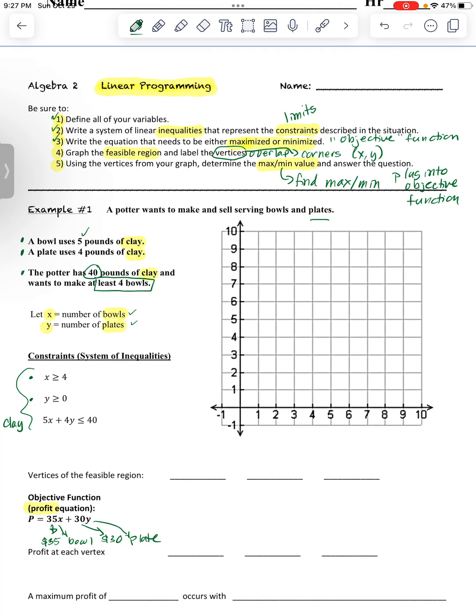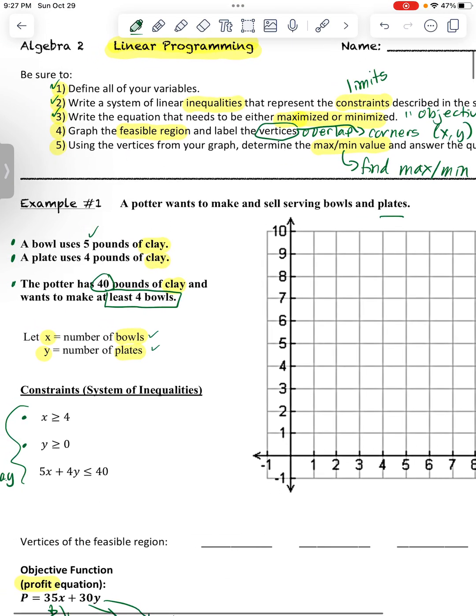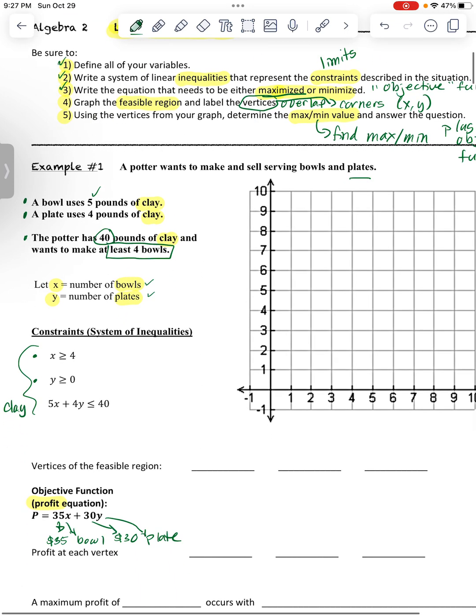Okay, so that's the equation that needs to be maximized. In this case, we're trying to maximize our profit. Now you're supposed to graph the feasible region. So that's going to be the 3 inequalities. Don't make this harder than it is.